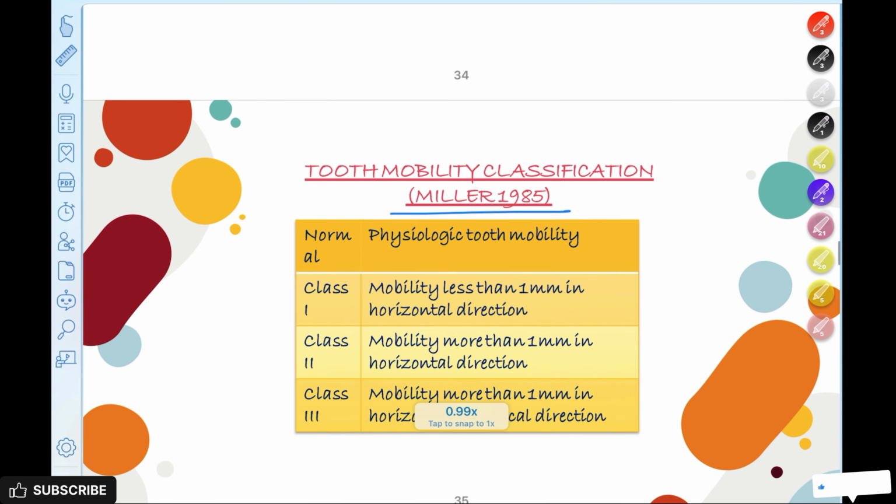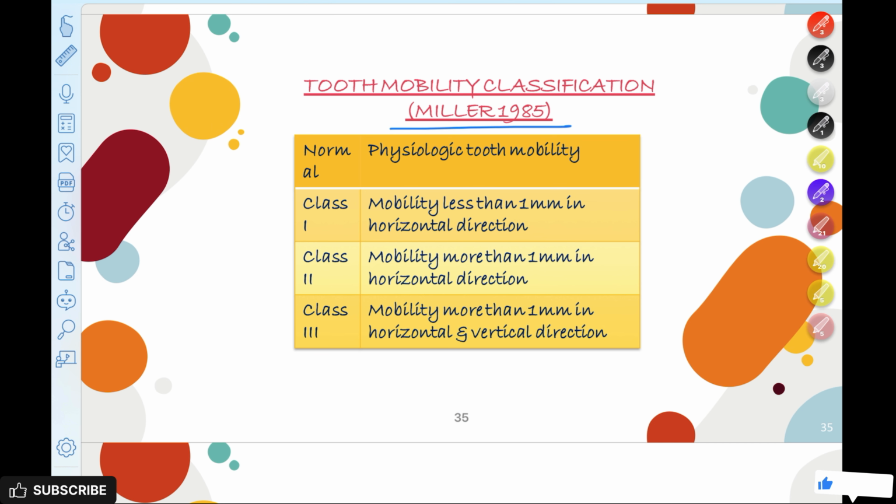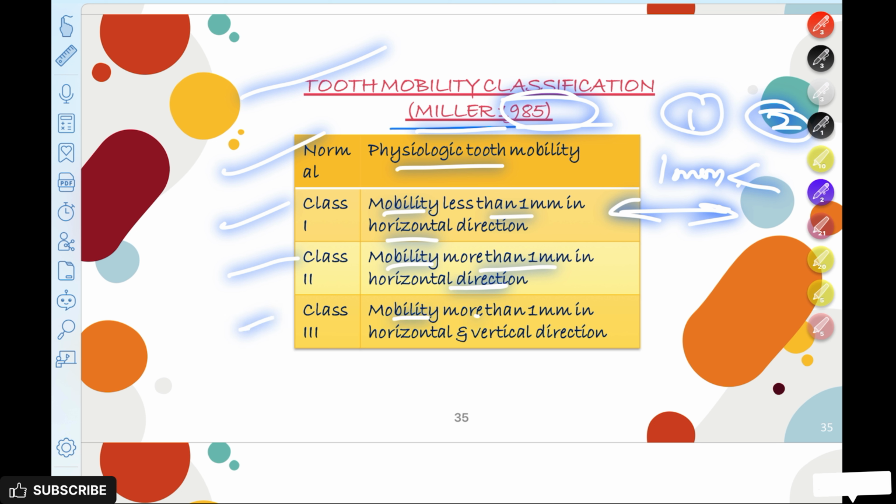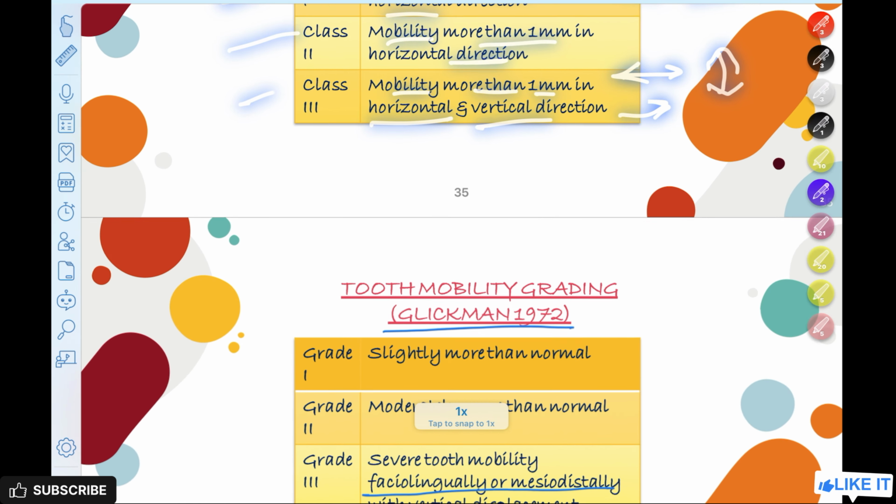There are two famous classifications for checking tooth mobility. First is Miller's classification, given in 1985. Normal is physiologic tooth mobility. Class 1 is mobility less than 1 mm in the horizontal direction. Class 2 is mobility more than 1 mm in the horizontal direction. Class 3 is mobility more than 1 mm in the horizontal as well as vertical direction.